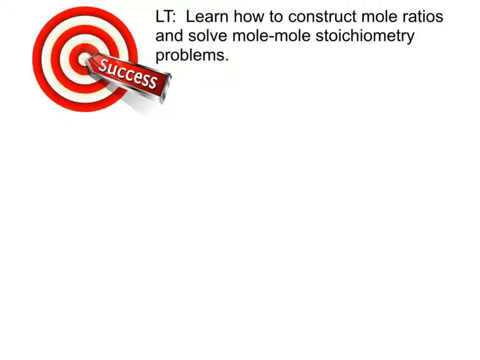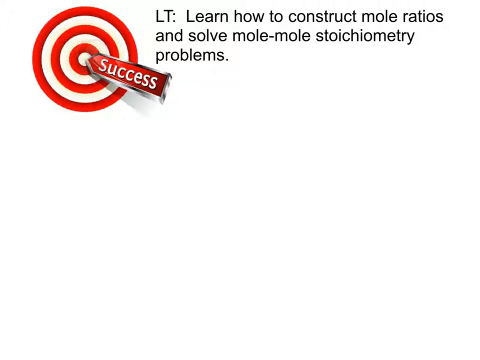In this video, you're going to learn how to construct something called mole ratios and then solve mole-to-mole stoichiometry problems. There's a lot of information that is given in a chemical reaction that you may or may not have known. One thing that it tells us is kind of a recipe, and it tells us how much of each reactant we need in order to get to the product or products we're looking for.